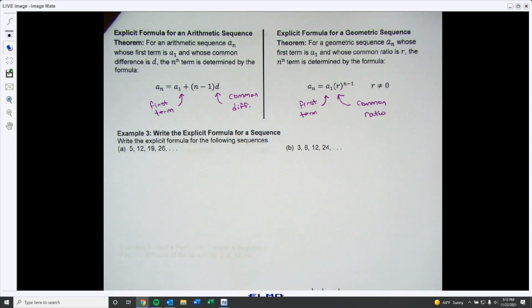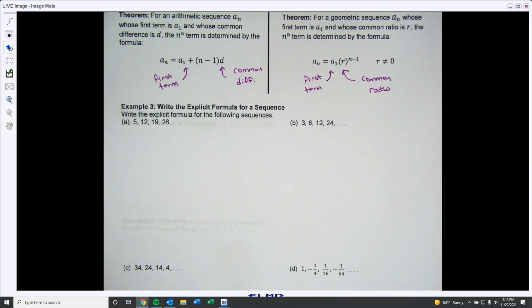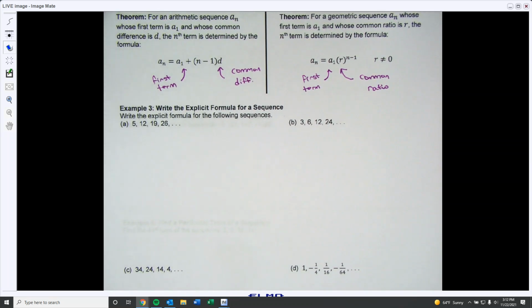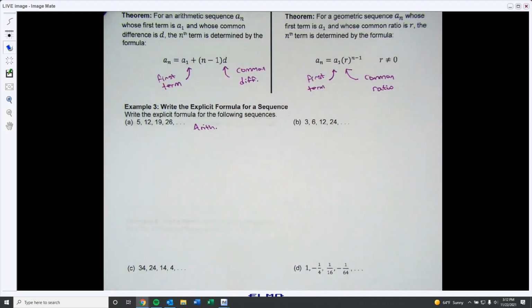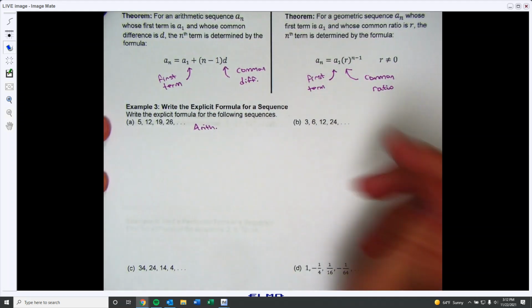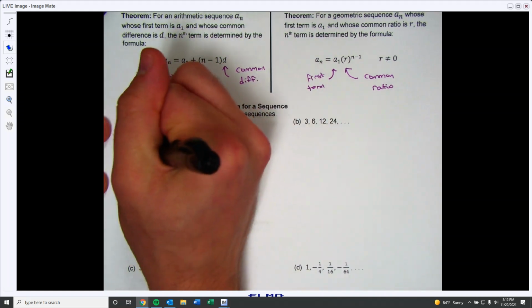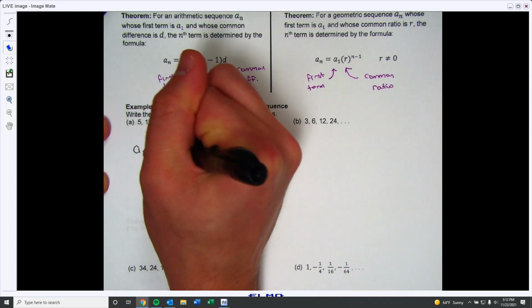All right, so for this example, we're just going to write the formula for each of these sequences. Looking at the first one, the very first thing we have to do is determine if it's arithmetic or geometric, because that's going to tell me which of the formulas I have to use. So looking right here, 5, 12, 19, 26, I see that I'm going up by 7 each time, so this one is arithmetic. All right, so since it's arithmetic, I know one thing I'm going to need is my first term, A1. Luckily, that's already listed out for me, so I know that's 5.